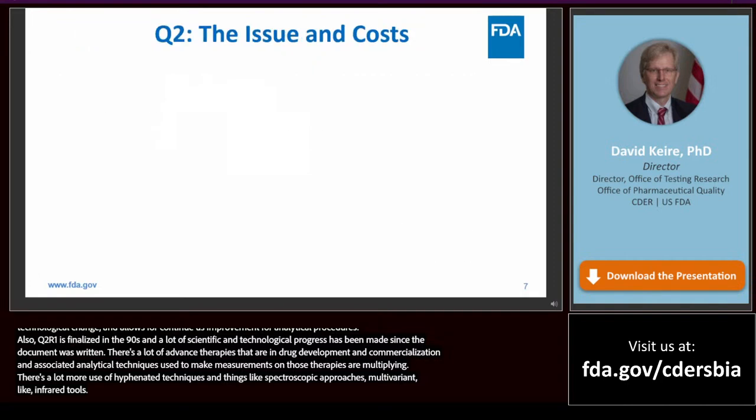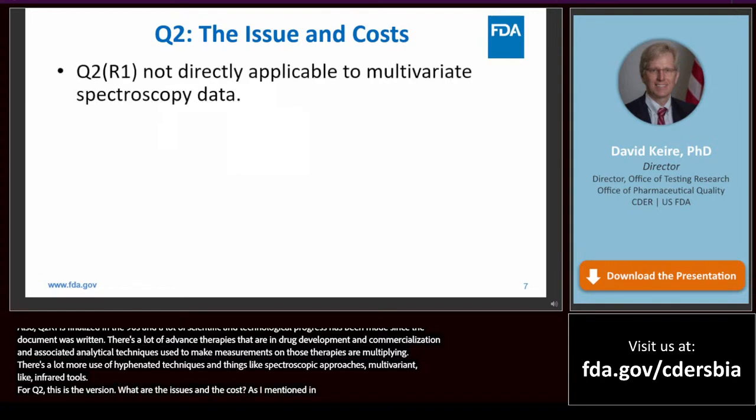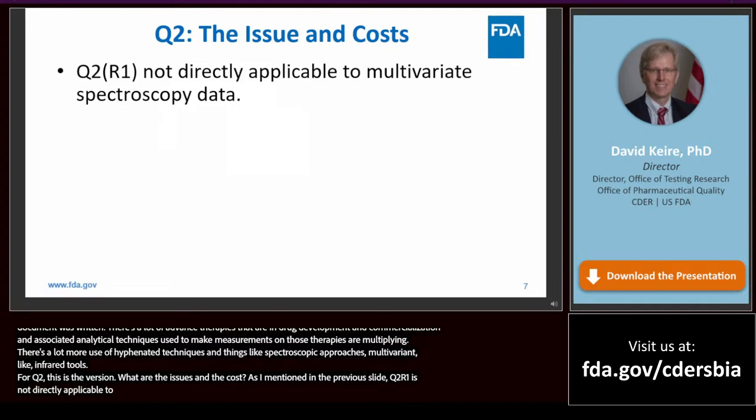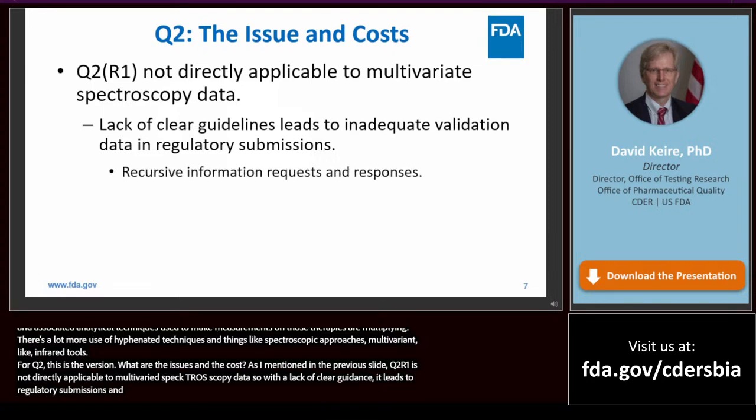So for Q2, the existing version of Q2, what are the issues and the cost? As I mentioned in the previous slide, Q2R1 is not directly applicable to multivariate spectroscopy data. So with the lack of clear guidance, that leads to inadequate validation data and regulatory submissions, and ultimately to recursive information requests and responses that take time.